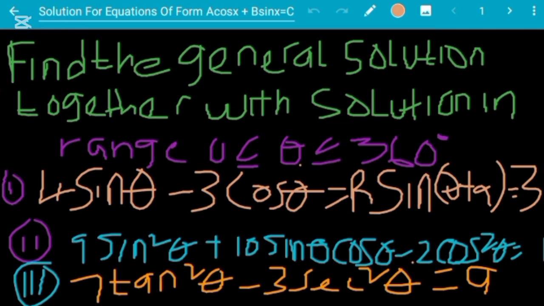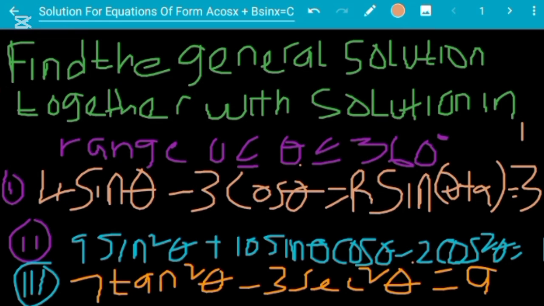And also, I'm going to teach you how to solve some trigonometric equations that involve a general solution, how to find some angles, and how to solve trigonometric equations. We have an example that says: find the general solution together with the solution in the range 0 less than or equal to theta less than or equal to 360 degrees.